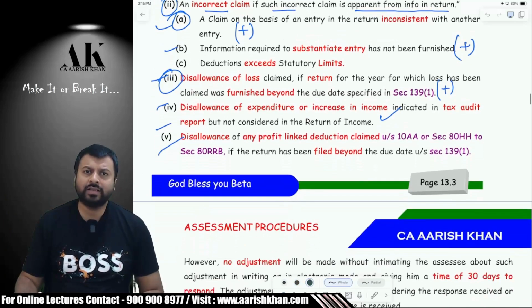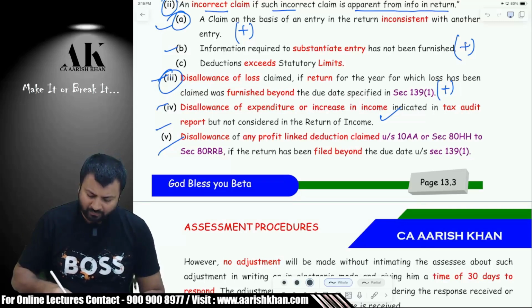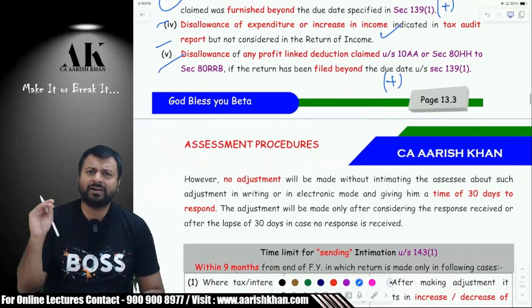And last but not least, you have claimed a profit linked deduction by filing a late return. I have told you earlier today that you cannot claim profit linked deduction by filing a late return. If you do so, then the software will add back that. Sir, the software will directly add back and will send a final demand notice?